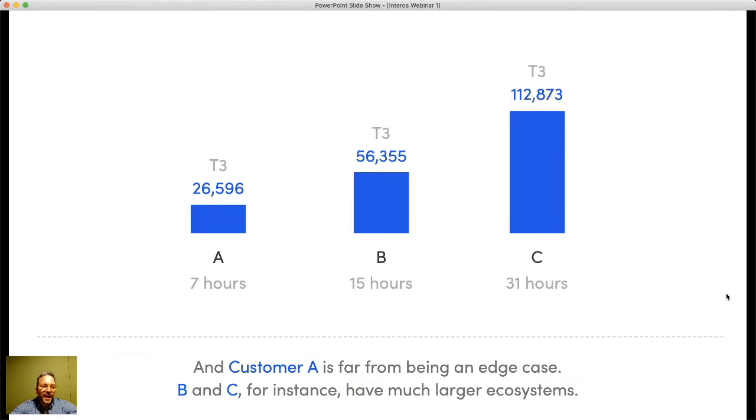And customer A is far from being an edge case. We have other customers like B and C that have much larger ecosystems. When you get to tier 3, let's say for customer C, you've got 100 plus thousand companies. It's really, really vast. So how can we humans interact with such a vast number of entities in a meaningful way that really empowers us with knowledge?